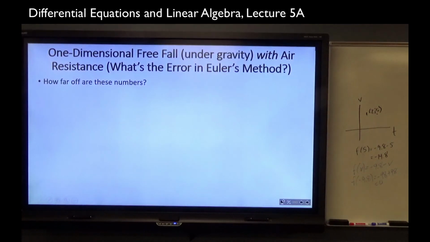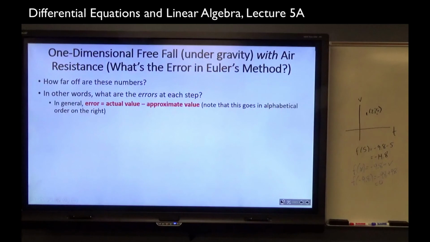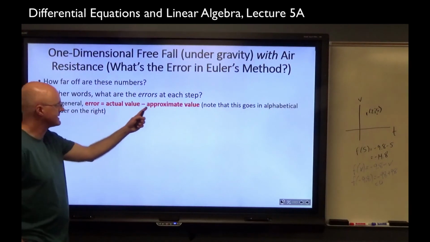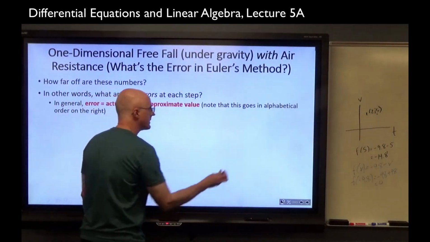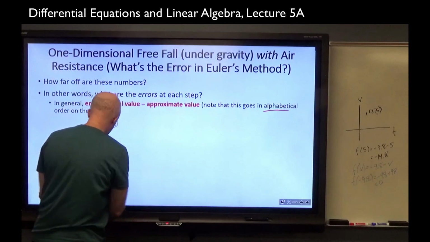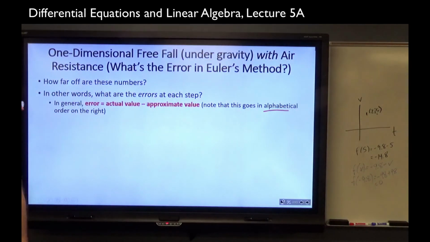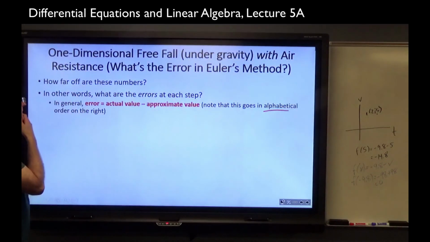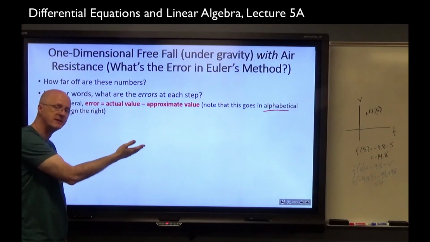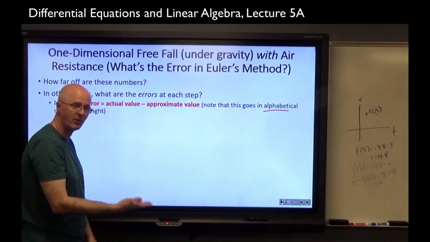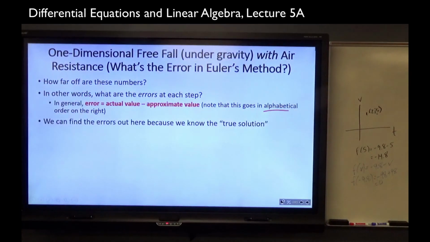How accurate is this? How far off are these numbers? In other words, what are the errors at each step? Error in all situations that I know of in math is always actual value minus approximate value, and it's very fortunate that this goes in alphabetical order. Actual comes before approximate. It's the way I remember it. So the actual value comes from the true solution, the phi function. The approximate value comes from Euler's method.